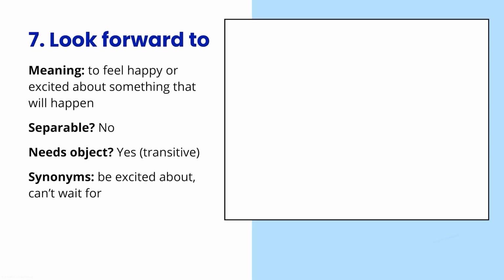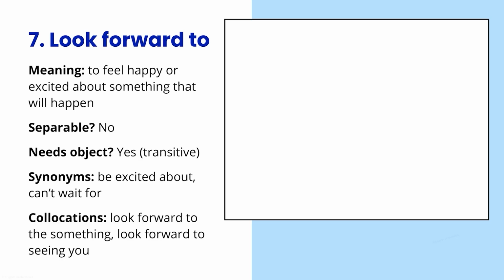Now here are some synonyms: be excited about and can't wait for. Here are some collocations: look forward to something. So that means you feel happy or excited about something that will happen in the future. And look forward to seeing you. So you can use this one when you're talking about meeting someone in the future.